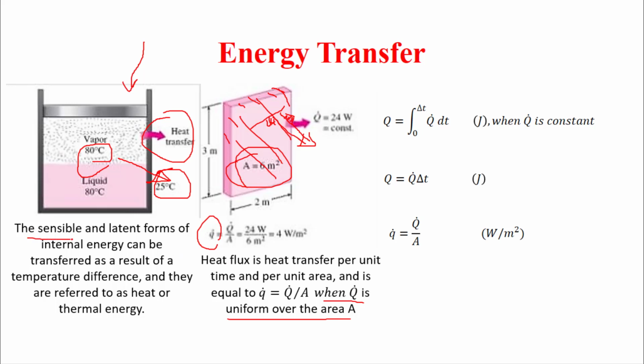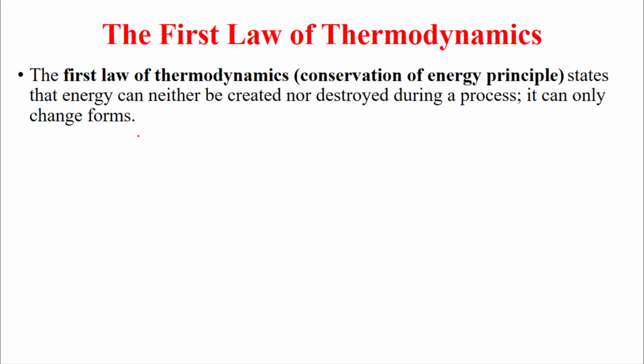In this example, the sensible and latent forms of internal energy can be transferred as a result of temperature difference, and they are referred to as heat or thermal energy. Here we have phase change, then we have sensible and latent as well. So it will transfer in terms of Q due to temperature difference.